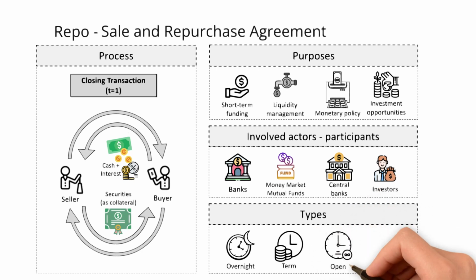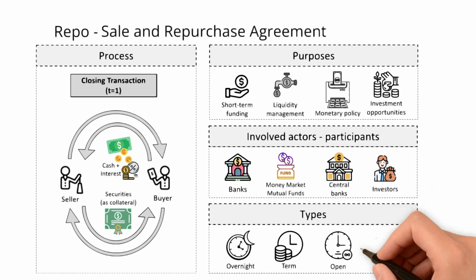Open repo. In an open repo, the maturity date is not specified, but there is an agreement between the buyer and seller to allow the repo to be terminated by either party with proper notice. Open repos provide more flexibility as the maturity date can be adjusted based on the needs of the participants.